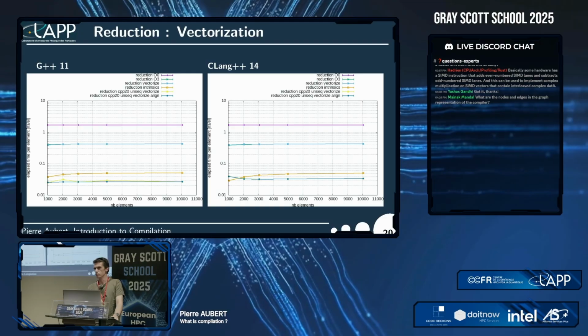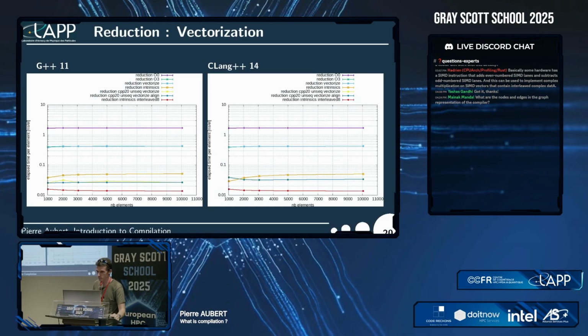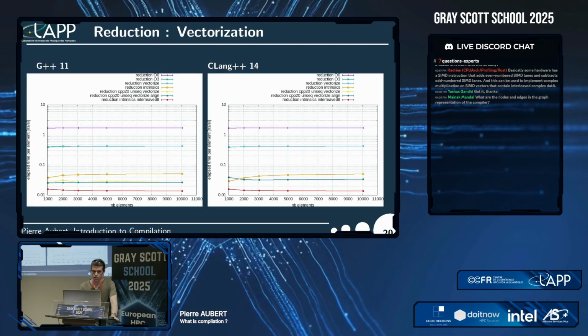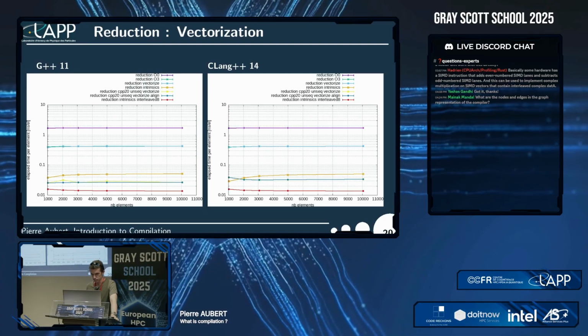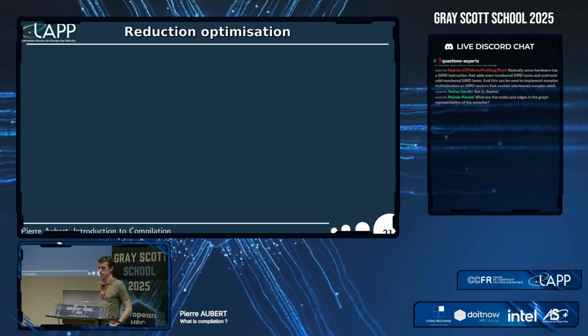But we can do better. Of course, we can do better. We can do that. Reduction with interleaving. So how does it work? So how to optimize a reduction?